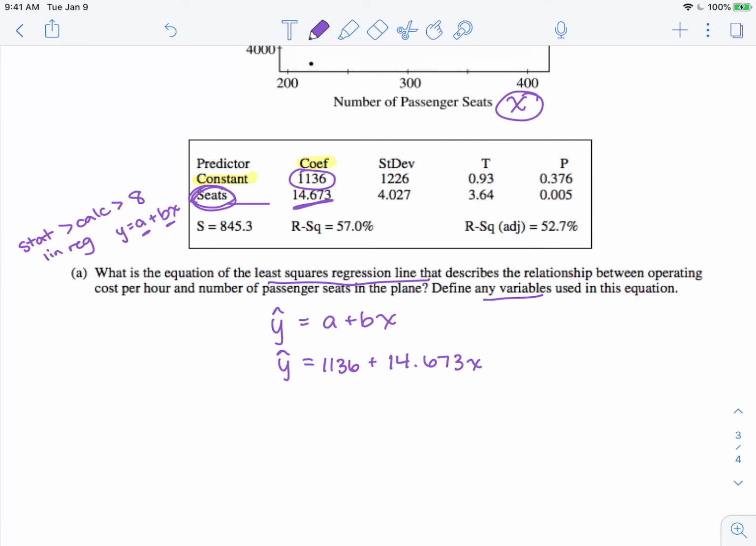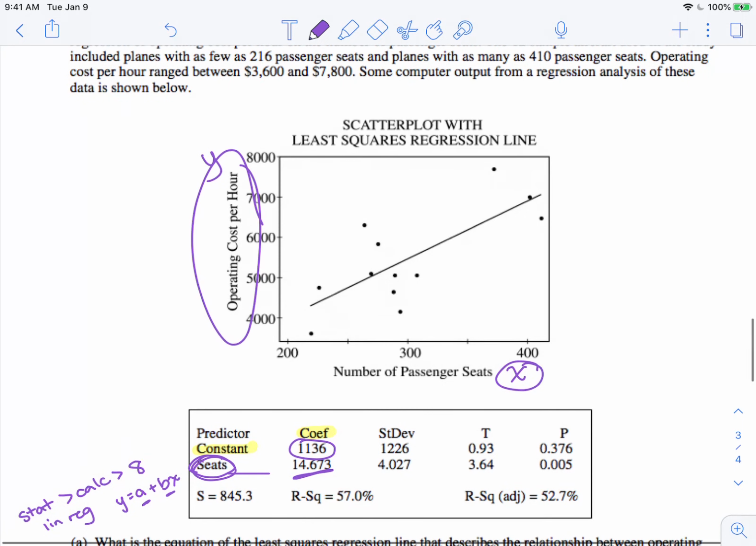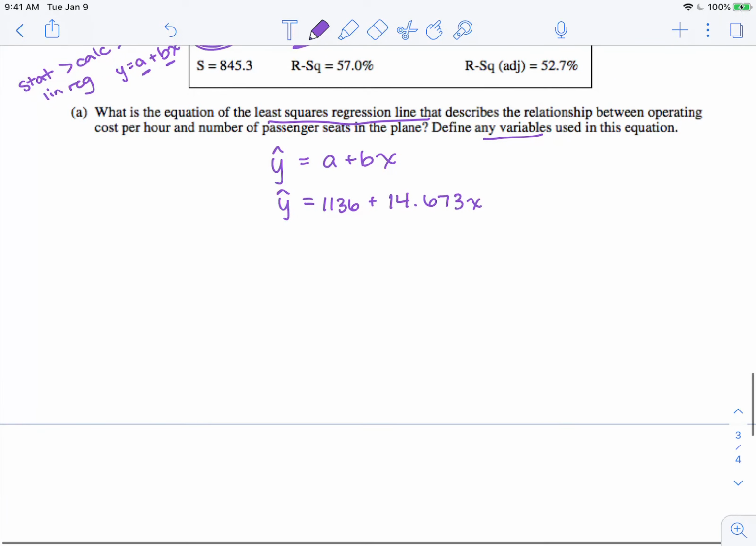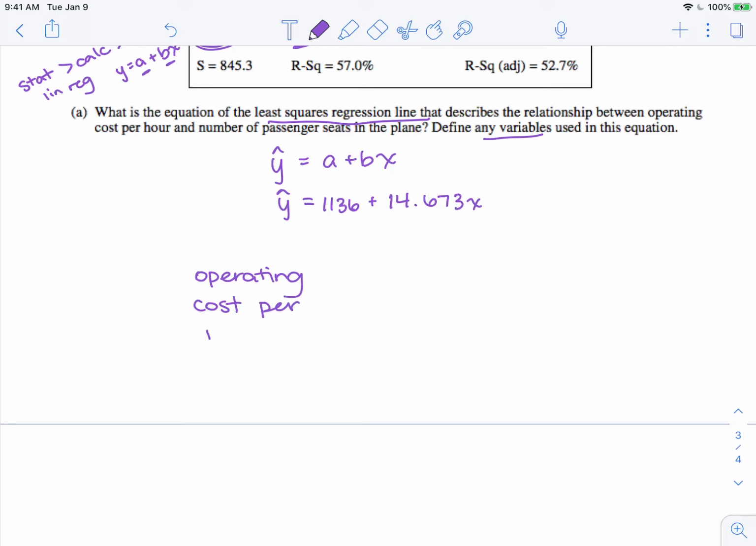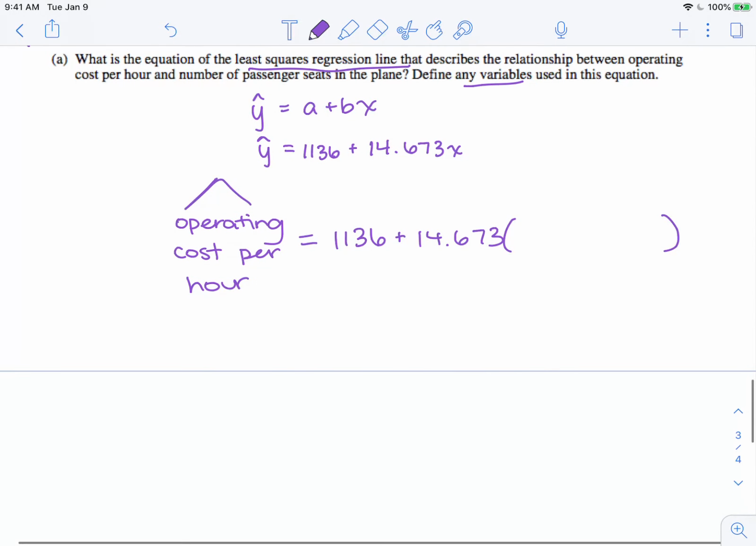So I haven't defined any variables. Let's define the variables. What was y? Oh, I said y was operating cost per hour. Okay, so I'll just write operating cost per hour. And remember, this is predicted, so throw that hat on top there. 1136 plus 14.673. What was the x? X was the, oh, right here, number of passenger seats. Okay. That's it. Woo!